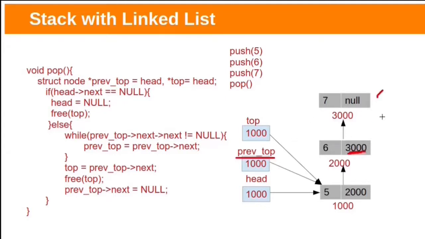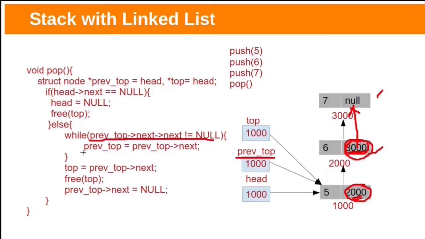Suppose this is the top and this is the previous top. So the previous top node's link will hold the top node's address. Anyway, the top node will hold null in its link part. So the checking condition for previous top is previous top next will not be null. Let's check here. Previous top next is holding address 2000, and its next address is 3000. So this while condition is satisfied.